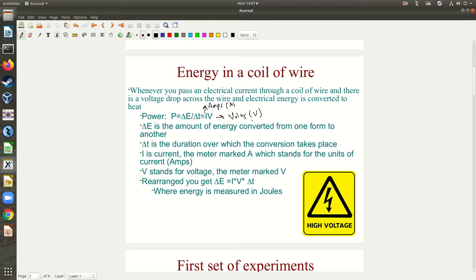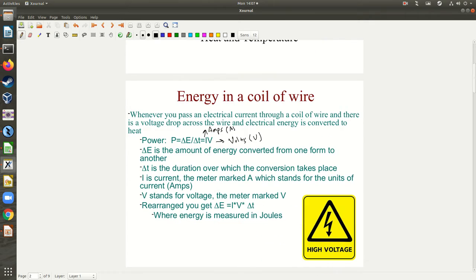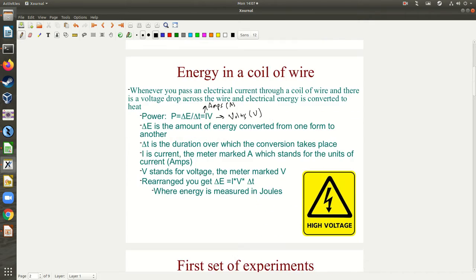And delta E is the amount of energy converted from one form to another. So if I go back up here, we're taking electrical energy and we're converting it into thermal energy, otherwise passing off as the flow of thermal energy as heat. Delta T is the duration of which the conversion takes place, as I mentioned earlier. I is the current, V is the voltage, and so your real equation right here is IV delta T.